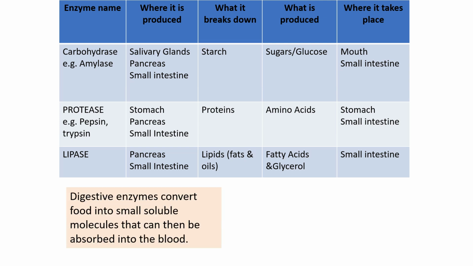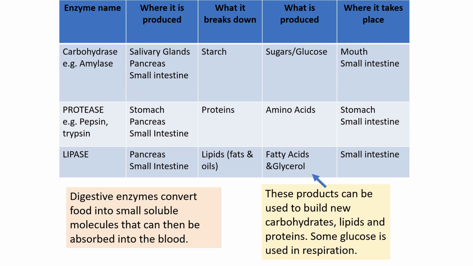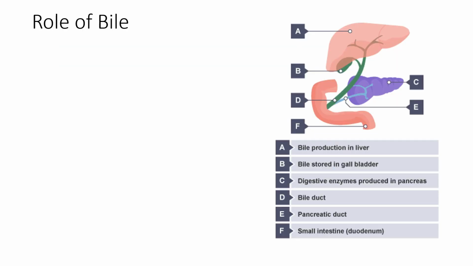So what they're doing, the enzymes are converting food into small soluble molecules, and they are then absorbed into the blood in the small intestine. Okay, what can these products that are produced by enzymes be used for? Well, they can be used to build new carbohydrates, lipids and proteins. Some glucose could be used for respiration.